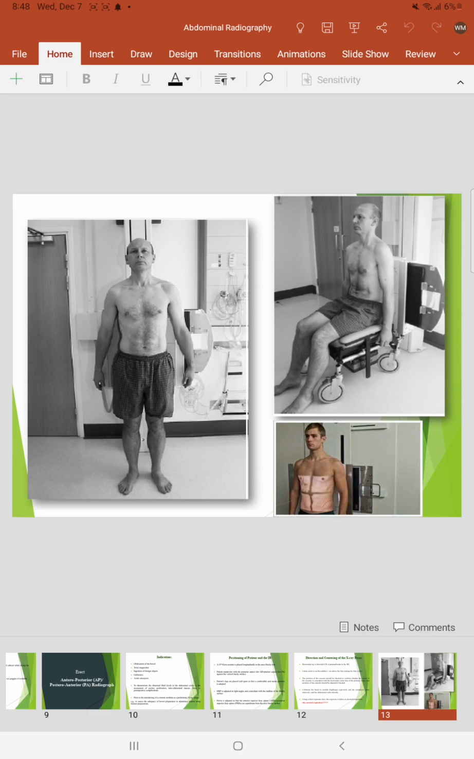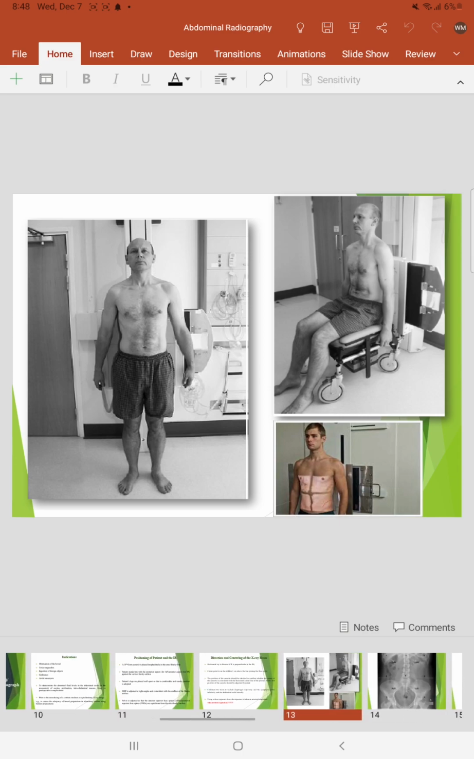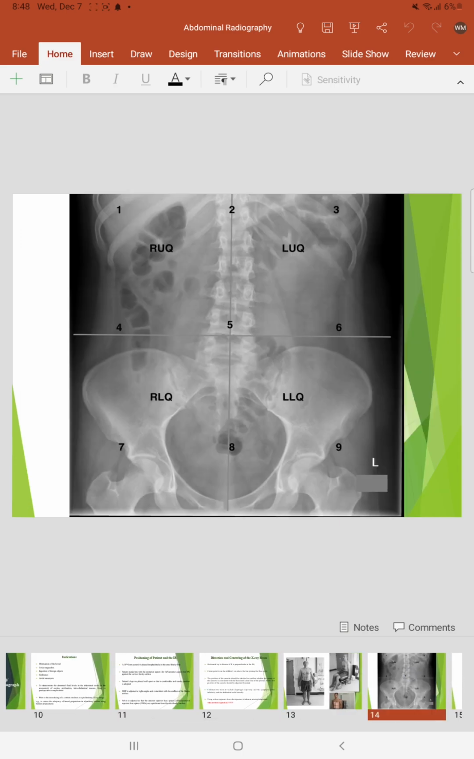These are some images for erect position. This is the radiograph. Right upper quadrant, left upper quadrant, right lower quadrant, left lower quadrant.